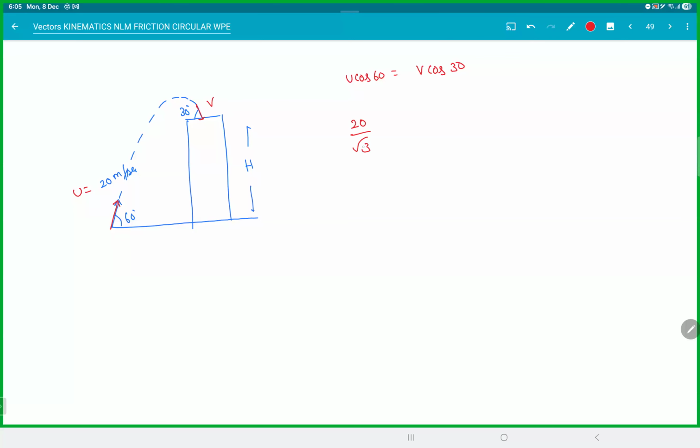That is your v. Then conservation of energy: half m 20 square is equal to mgh plus half m (20 by root 3) whole square. There. Kinematics and conservation of energy. The height is 40 by 3 meters. Easy?